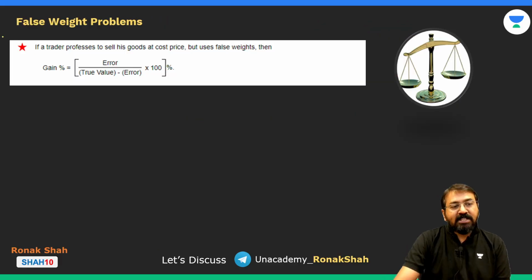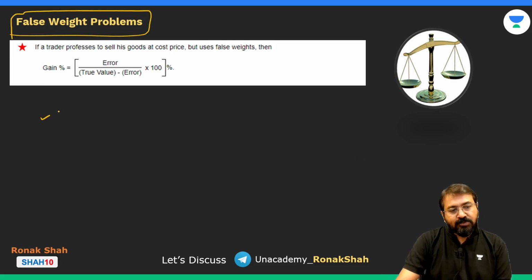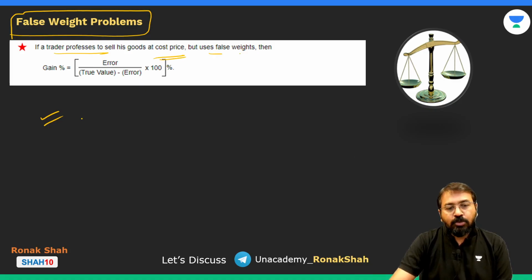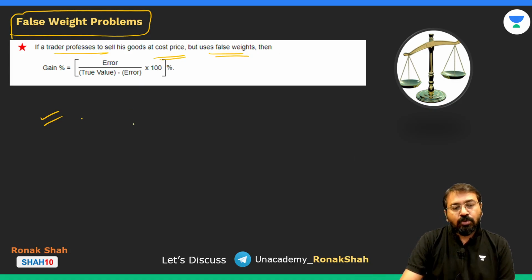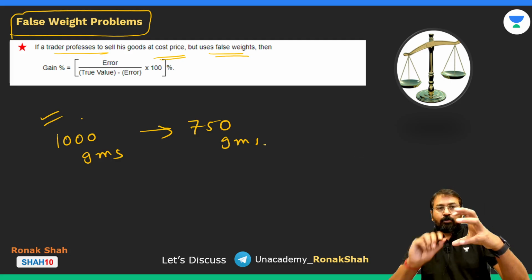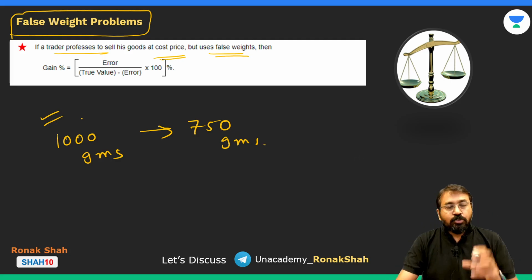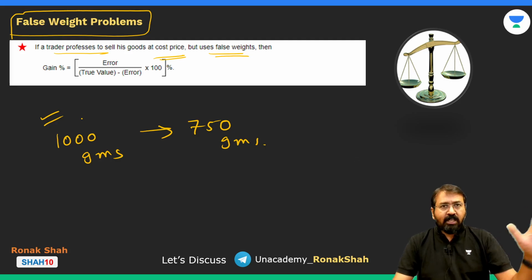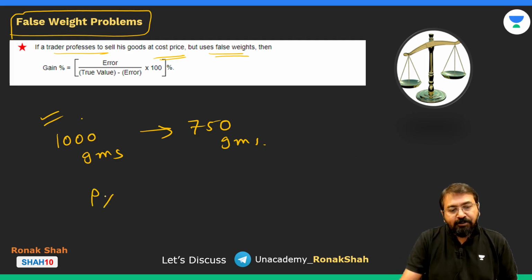Okay, guys, please remember this false weight problem, this formula. If a trader pretends to sell his goods at cost price but uses a false weight, so instead of, say for example, 1000 grams, the seller gives only 750 grams, by removing some weight from that 1 kg weight, so that weight is now only 750 grams. That means he is giving just 750 grams but he's charging for 1000 grams, so he'll definitely make a profit. So what is the profit percentage over here?